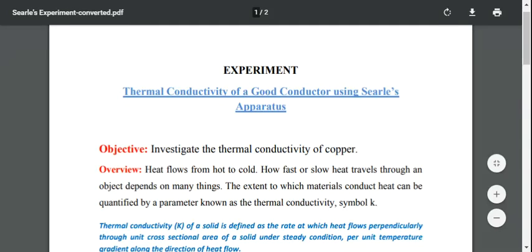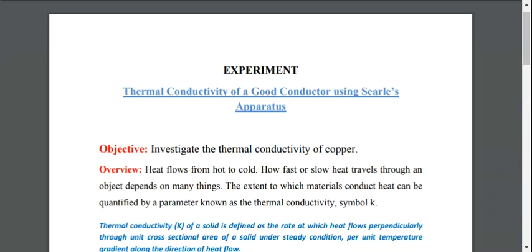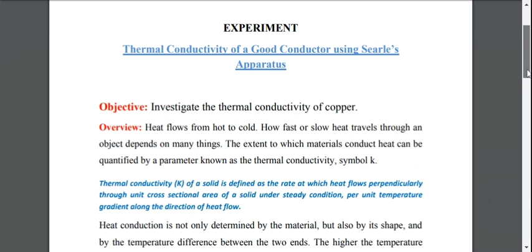Hello everyone. Today we will be talking about thermal conductivity of a good conductor using Searle's apparatus. Here we have considered copper. We all know that it's a very good thermal conducting material. Heat always flows from a hotter to a colder object, but the way it travels depends upon many other parameters. The extent to which the material can conduct heat is quantified by something called thermal conductivity.